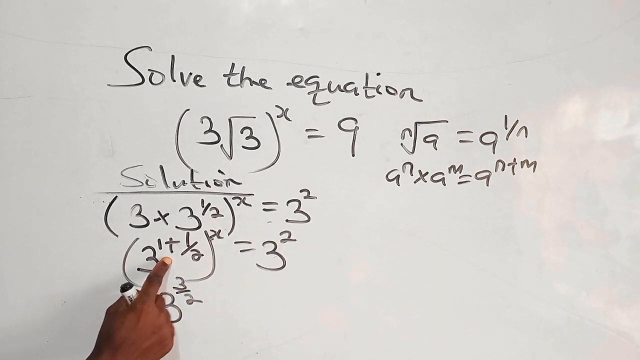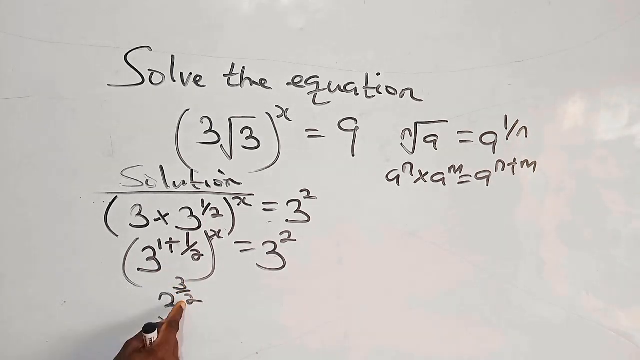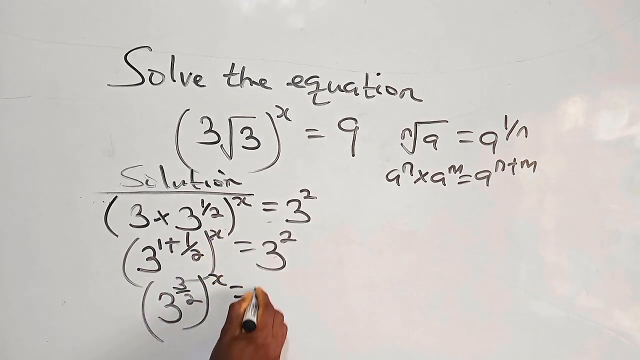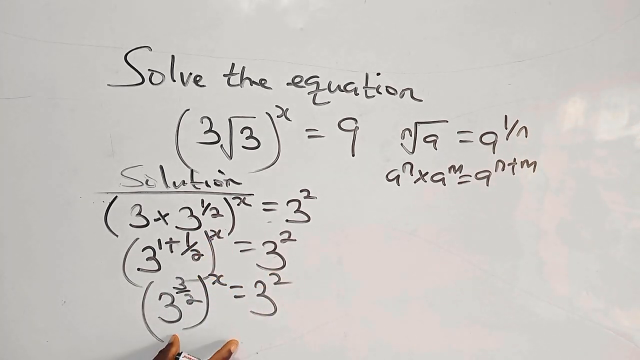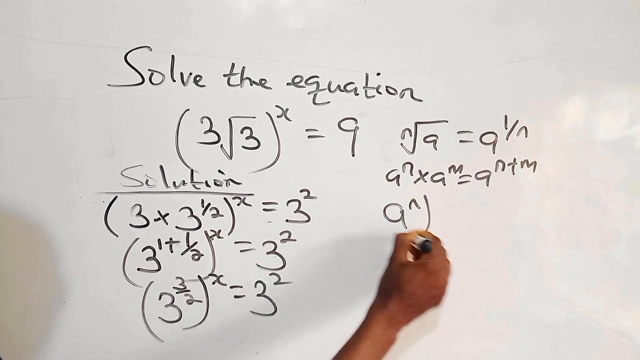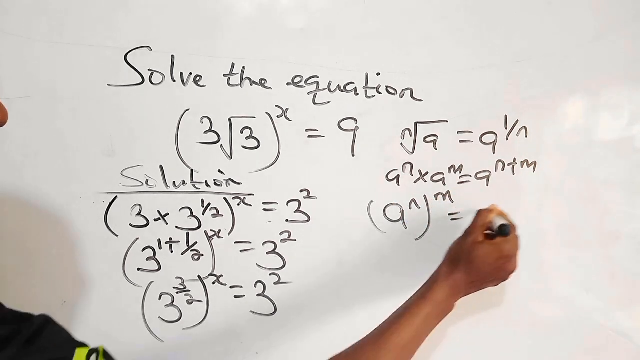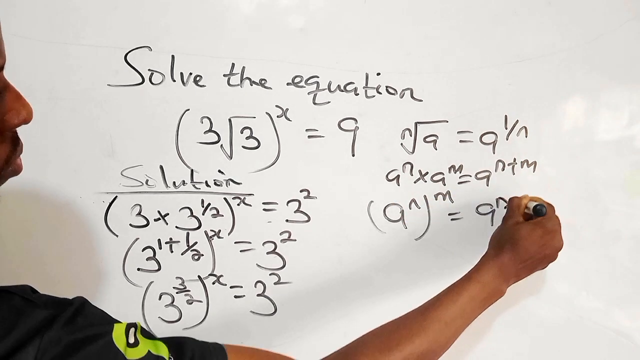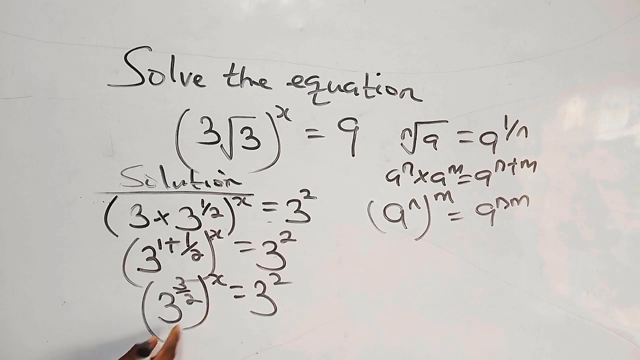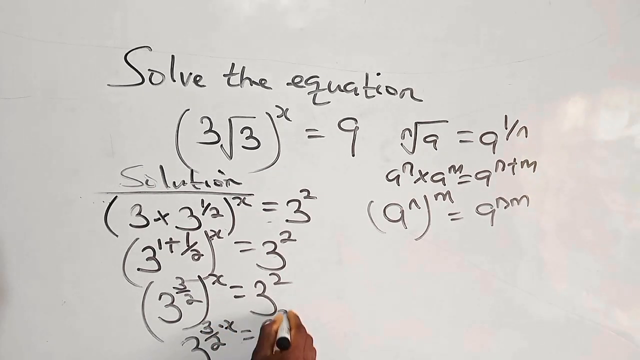When you go for the LCM and you solve this, you have 3 over 2. So everything raised to power x equals 3 raised to power 2. From here, you can simplify using the exponent power rule that says when you have something like this, you multiply the index together. So we have 3 raised to power 3 over 2 times x equals 3 to the power 2.